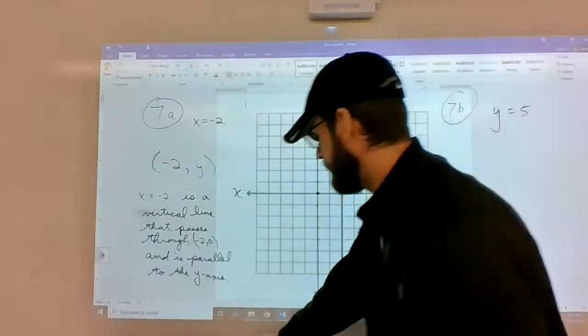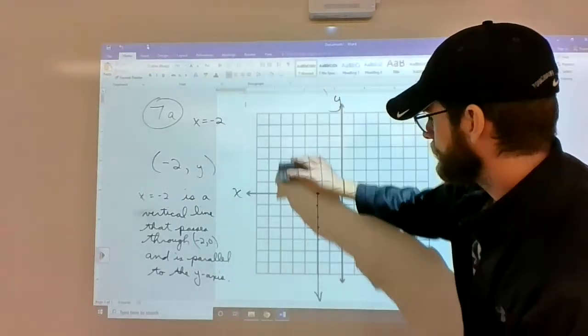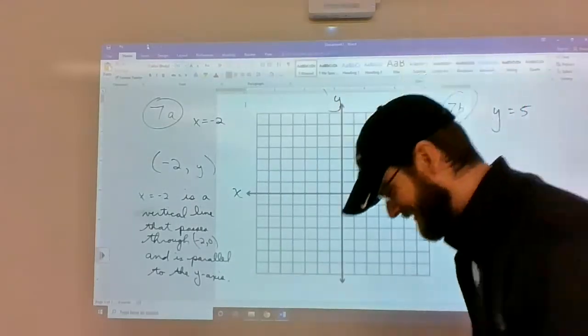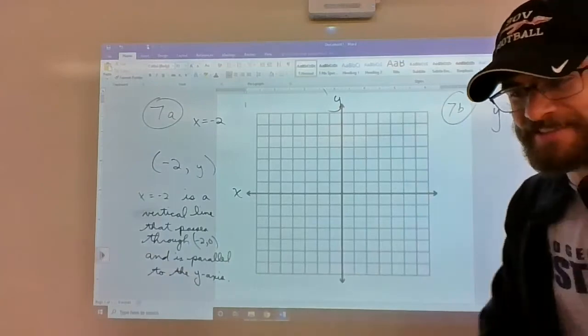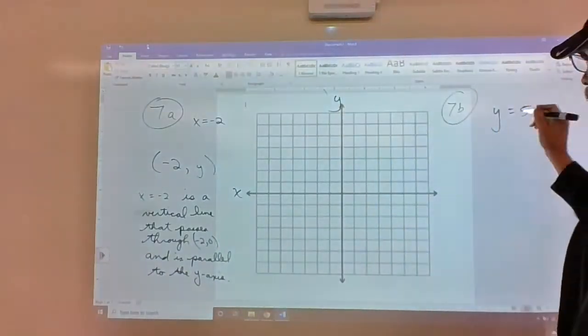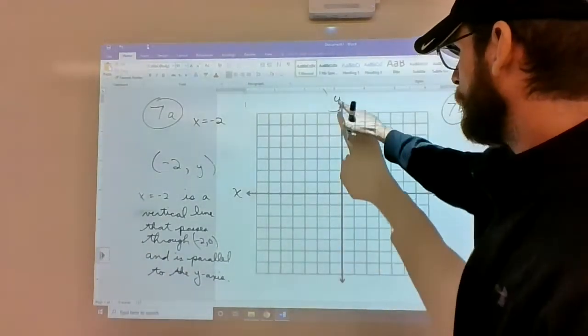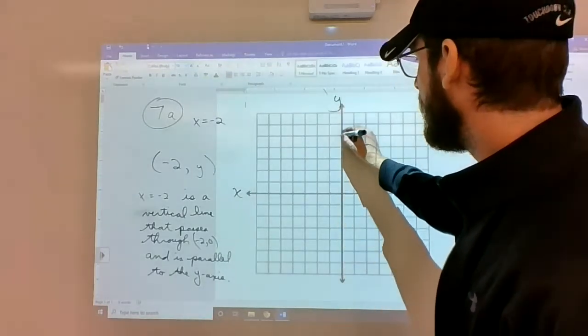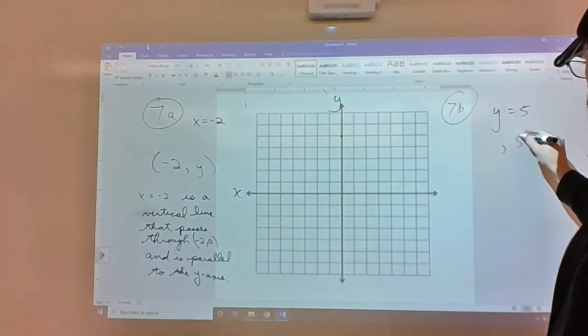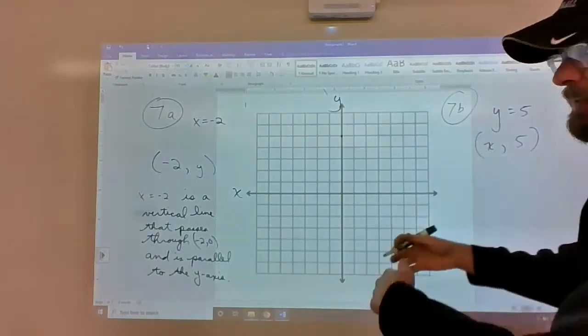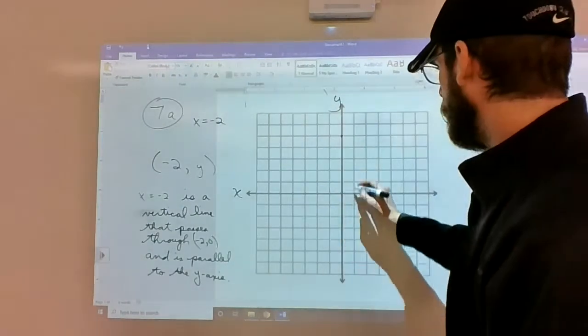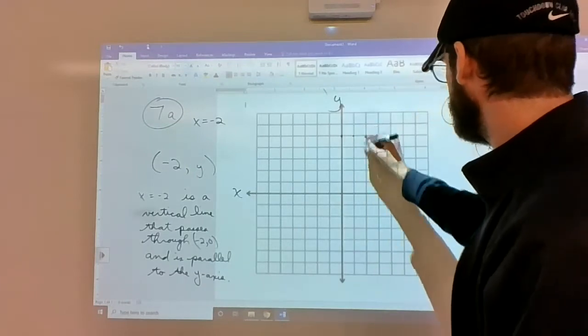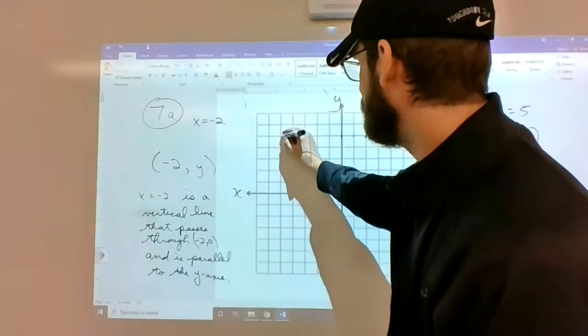Yeah, so again, I'm struggling here, as you can see, keeping things not on the ground. Y equals 5. That just means that the y coordinate is always 5. So x can be whatever you want it to be. It can be (1, 5), (2, 5), (7, 5), (-5, 5).